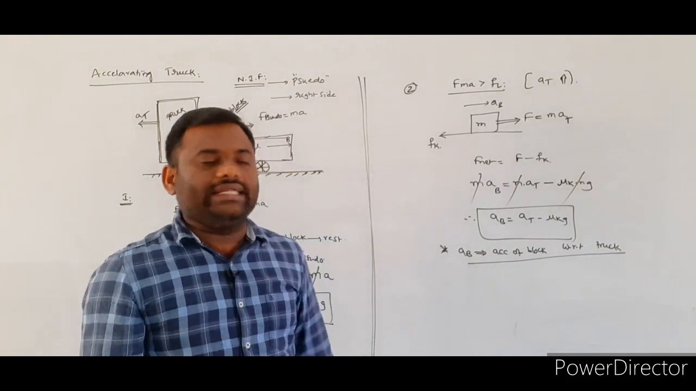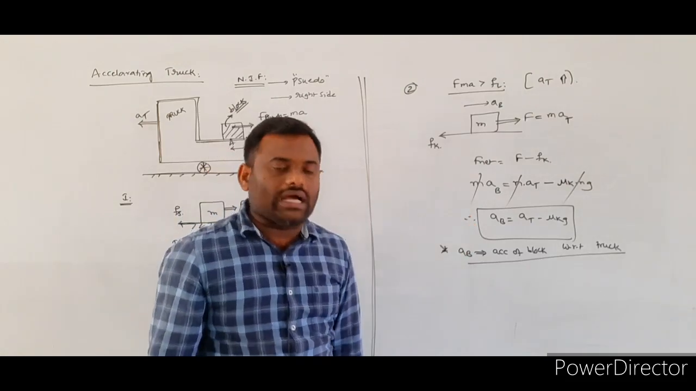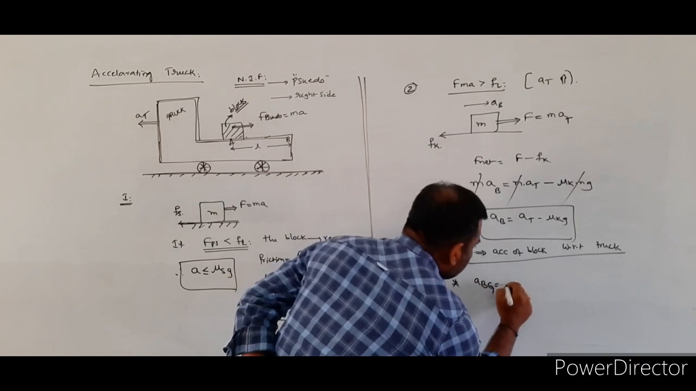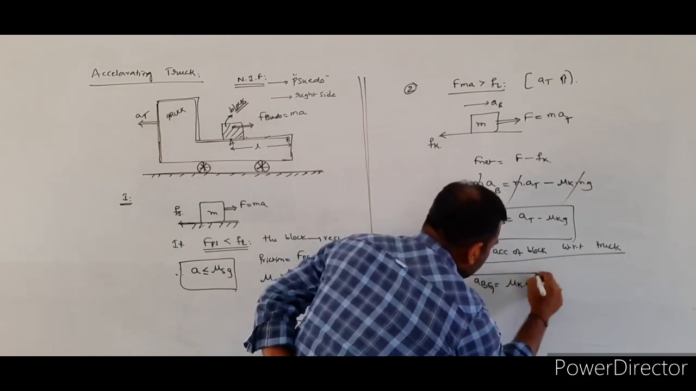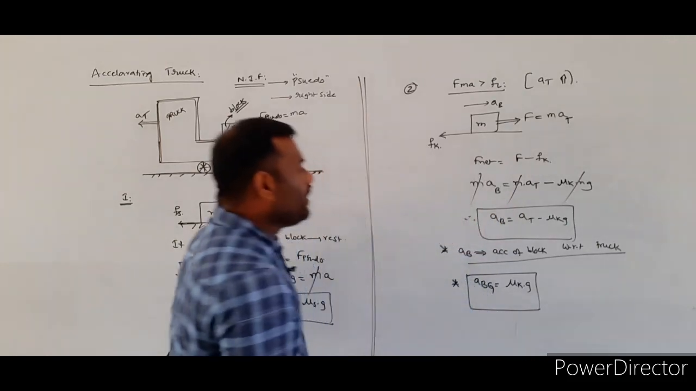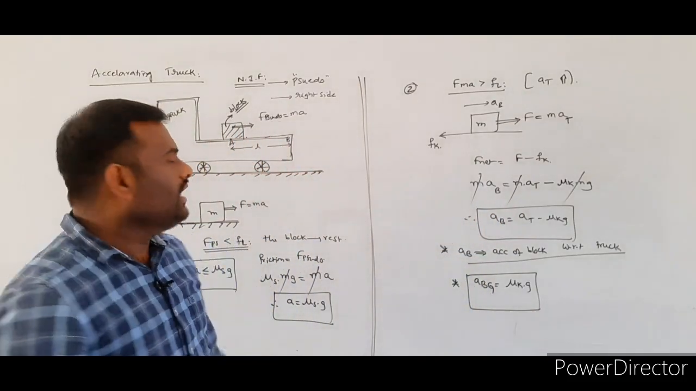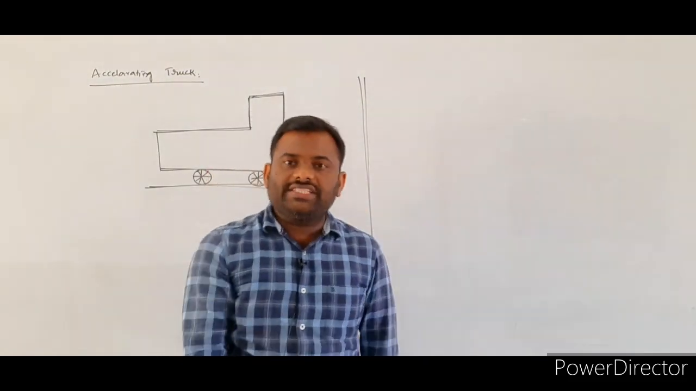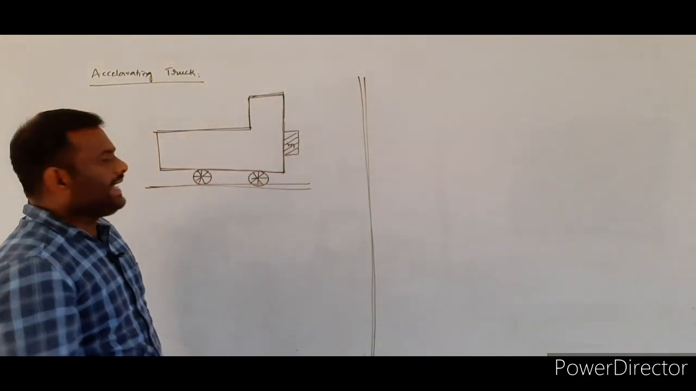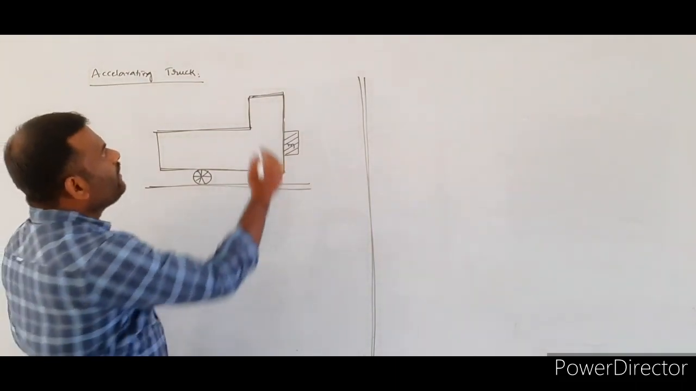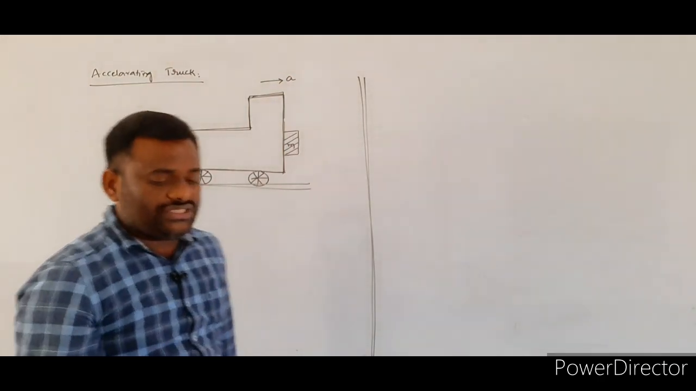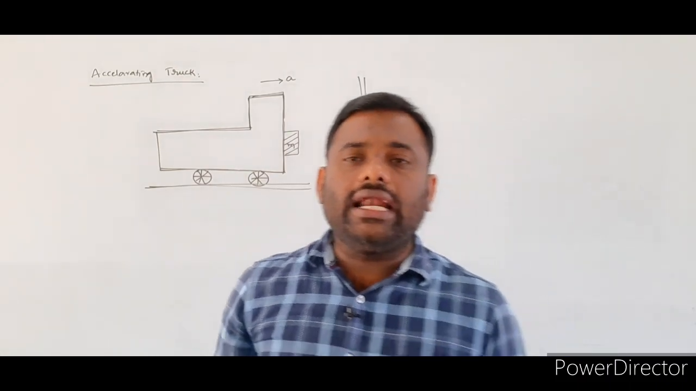If you want to calculate the acceleration of the block with respect to the ground, it will be given by mu k into g. The acceleration of the block with respect to ground is equal to mu k into g. So this is the application of the accelerating truck. See the next application. It is also the accelerating truck. Here we consider a truck which is accelerating along the horizontal direction.